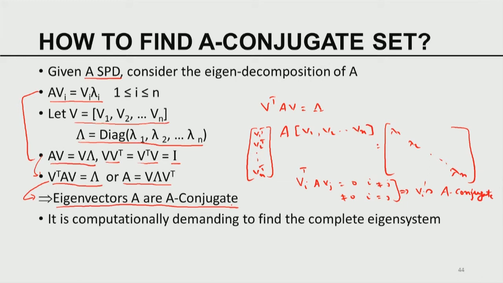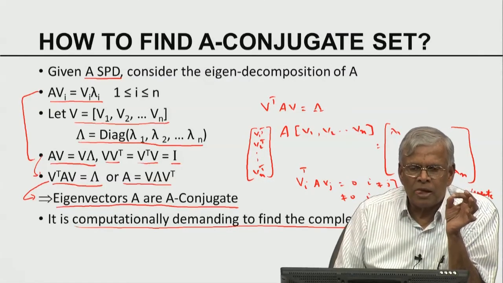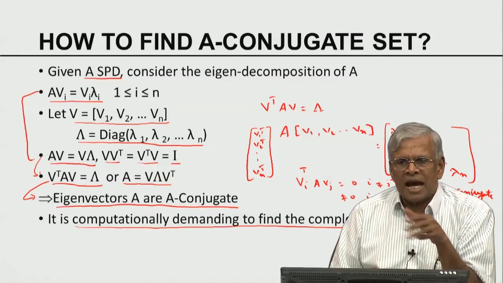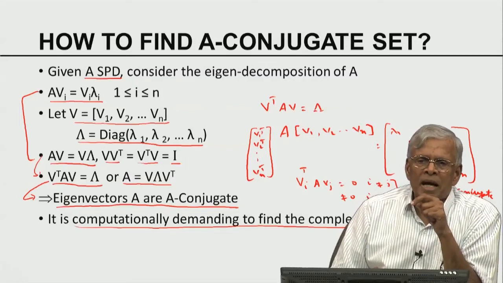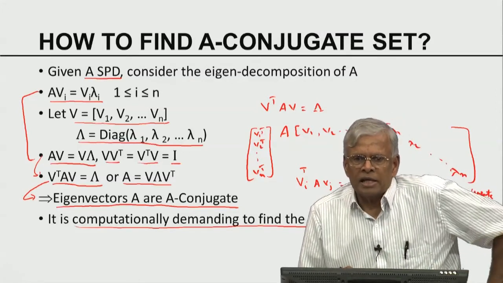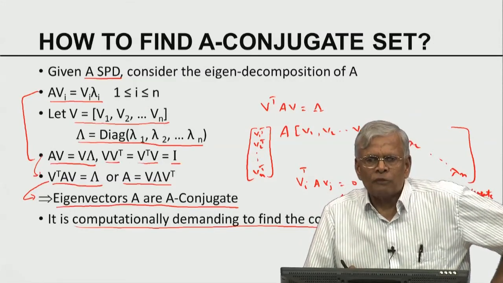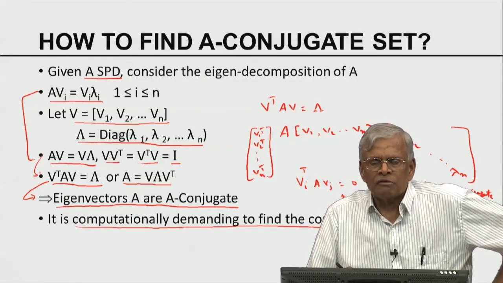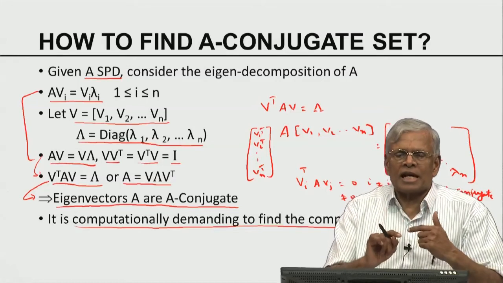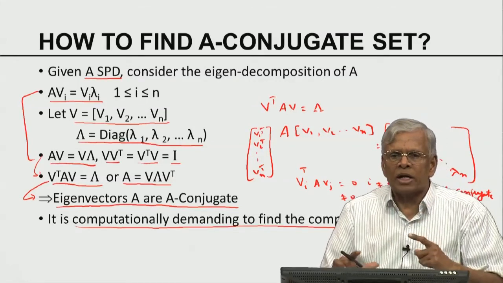Even though this proves the existence of conjugate directions, it is computationally extremely demanding to find the complete eigen system that can be used as A conjugate directions, because you have to spend a lot of effort in trying to find the eigenvectors, and then you have to perform the n one dimensional minimizations as dictated. Therefore, this idea of using eigenvectors of A as conjugate directions, while in principle feasible, is computationally demanding. Therefore, we should look for an alternate method for defining conjugate directions which is much less expensive. This idea of trying to incorporate the method of finding the conjugate directions along with the search as we go on is the principle that is embodied in the conjugate gradient method.